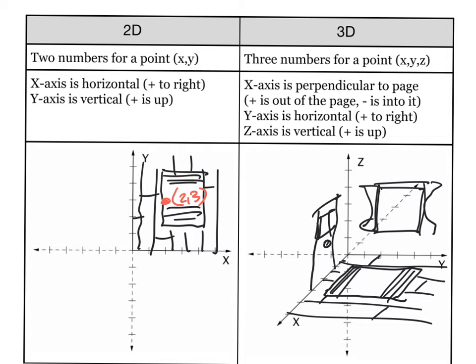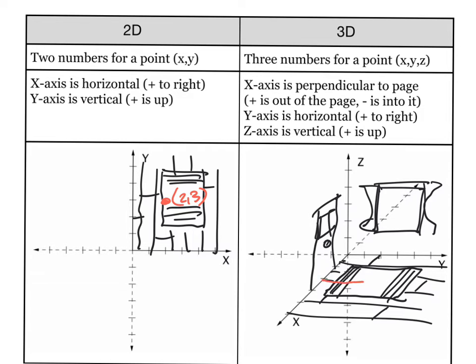So again, we could locate a point on the floor, the same one we had over there at 2, 3. So we go over to 2 on the x-axis and 3 on the y-axis and find where those two meet on the floor.